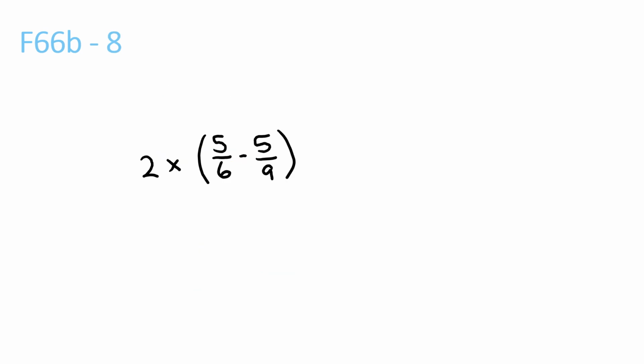2 times 5 over 6 minus 5 over 9 in brackets would be, keep the 2, put it over 18. Because 6 and 9, the LCM of that is 18. 6 times 3 is 18, so you also do the 5 times 3. So it's 15 over 18 minus 9 times 2 is 18, so you have to times this whole thing by 2. So it's 10 over 18.